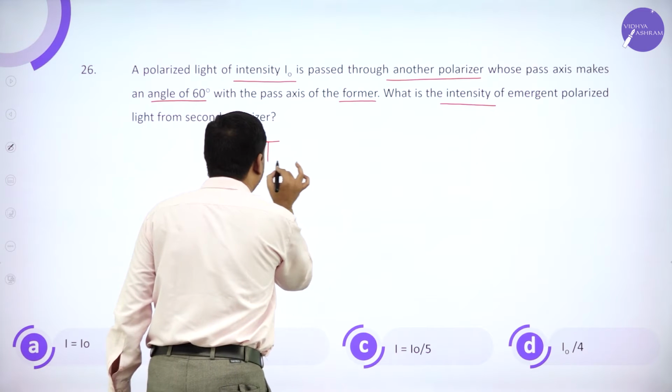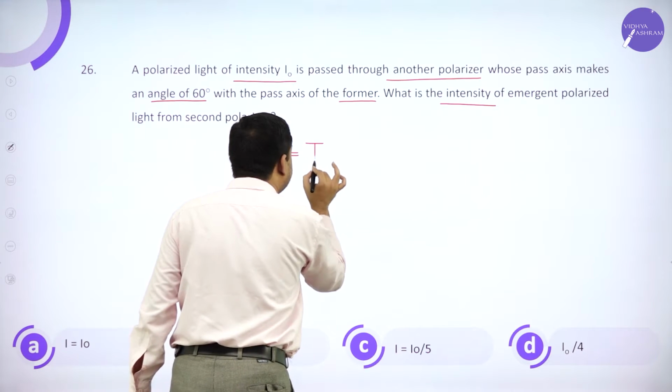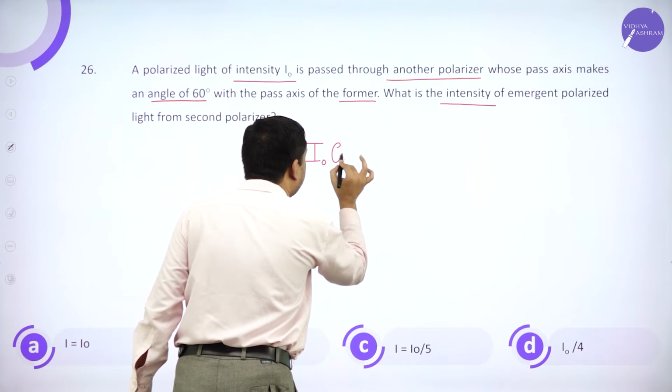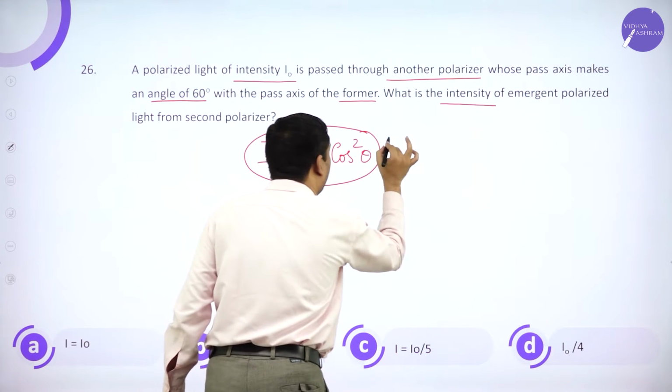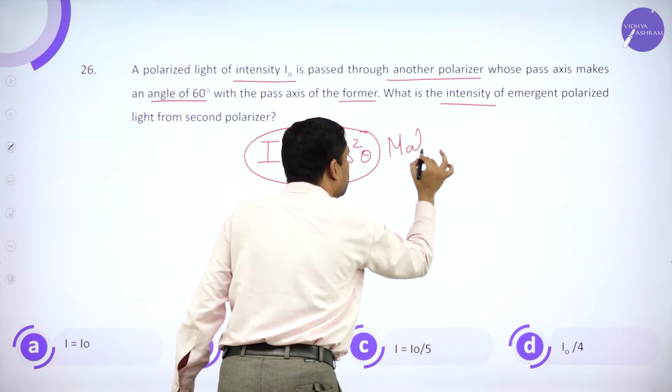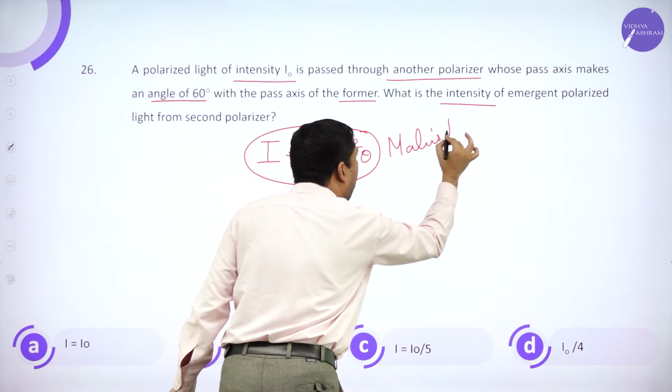What did we learn from Malus's law? I equals I0 cos square theta. So please note, this is what you call Malus's law.